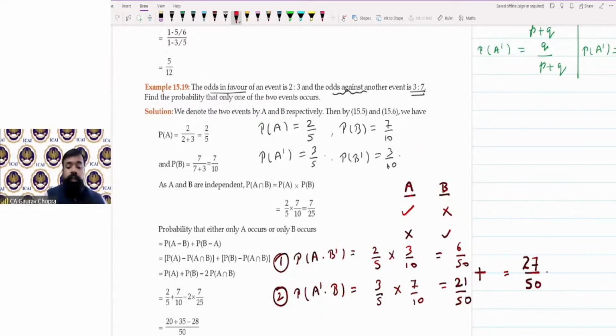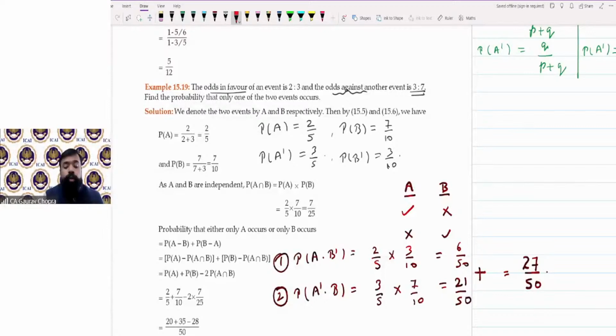Now, what is the requirement in this question? It says that only one of the two occurs, either A or B. So if A occurs, B will not occur. Or secondly, if B occurs, A will not occur. So these are the two possibilities. Whenever two options are there and only one event will occur, we have to add them. So the addition rule is applied here.